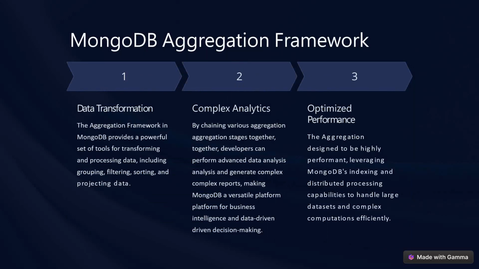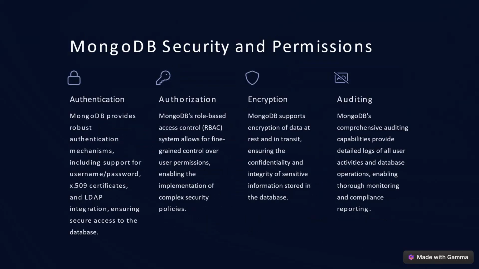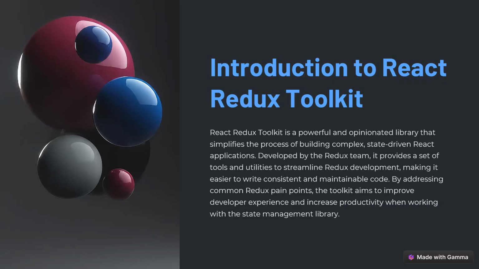MongoDB aggregation framework, data transformation. The aggregation framework in MongoDB provides a powerful set of tools for transforming and processing data, including grouping, filtering, and sorting. Then React Redux Toolkit. It is one of the packages used in full stack web development. It is a powerful tool and library that simplifies the process of building complex state-driven React applications. It is mainly developed by the Redux team. It provides a set of tools and utilities to streamline Redux development.